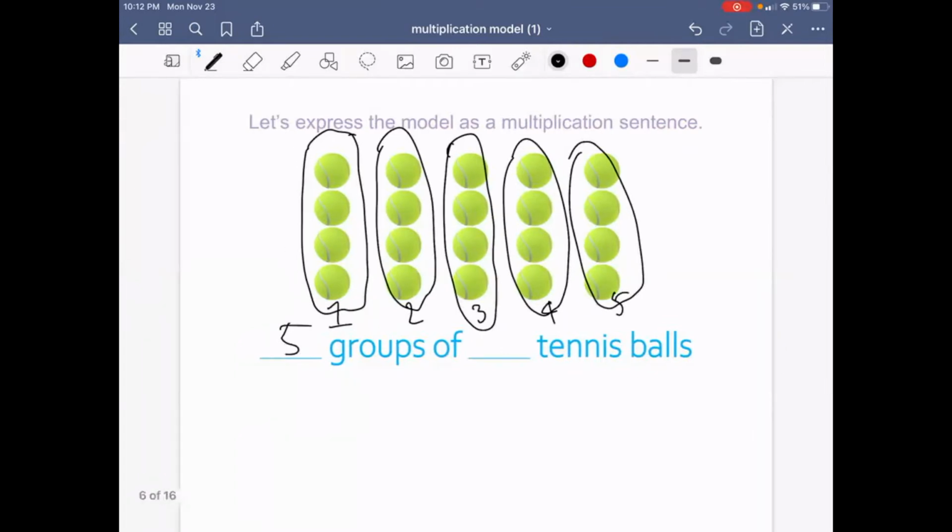Now let's see how many tennis balls are in each group. So we can count this again. 1, 2, 3, and 4. So we can shorten this, and it would be written like this in numbers. Now, to get our answer, we just count the tennis balls. So 1, 2, 3, 4, 5, 6, 7, 8, 9, 10, 11, 12, 13, 14, 15, 16, 17, 18, 19, and 20. So our answer is 20.